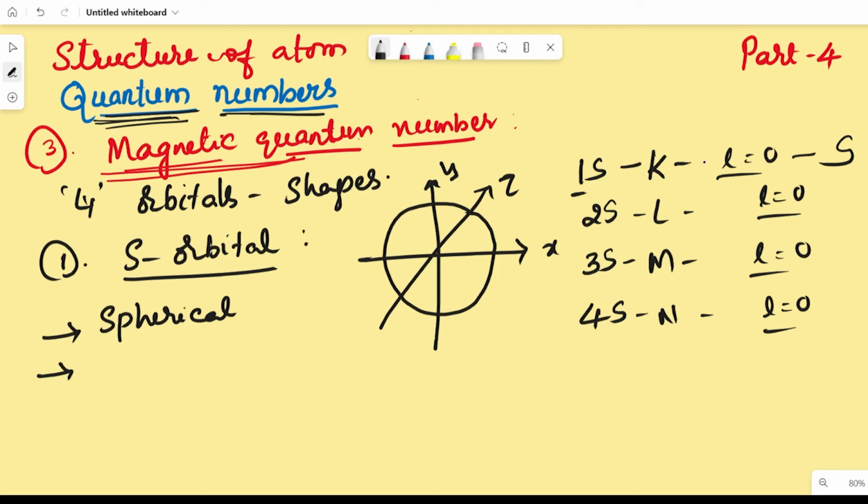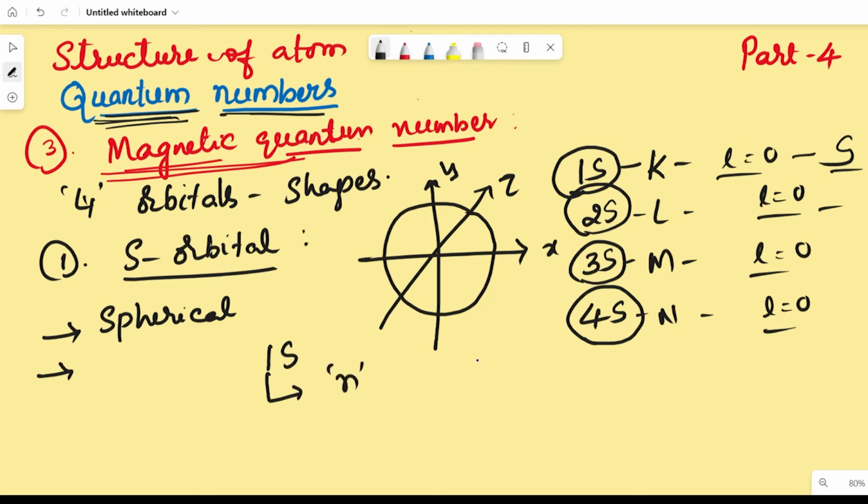See here, every main shell has one s subshell. For the first shell, that is 1s orbital. Second shell, 2s orbital. Third shell, 3s orbital. And fourth shell, 4s orbital. Here 1s means 1 indicates the principal quantum number, right? And s indicates the azimuthal quantum number, because s means the orbital type here. So this is all about the s orbital.